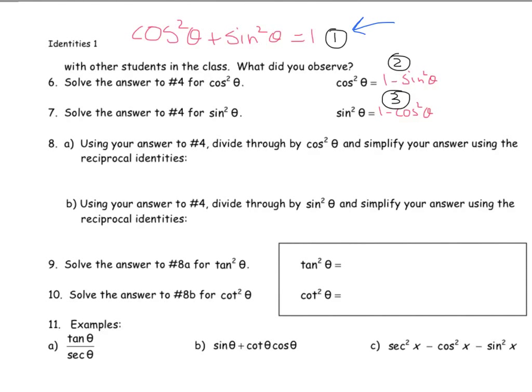So pause the video and divide all of equation 1, all 3 terms, by cosine squared. And go ahead and do the same thing for part B. Divide everything by sine squared and see what you come up with.